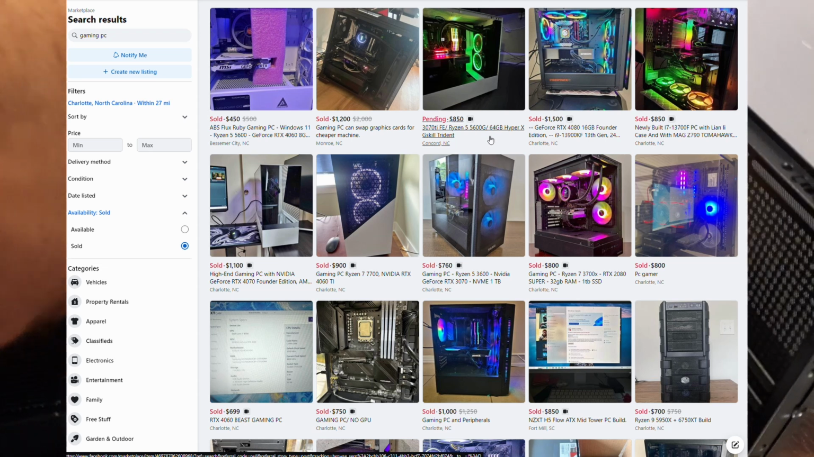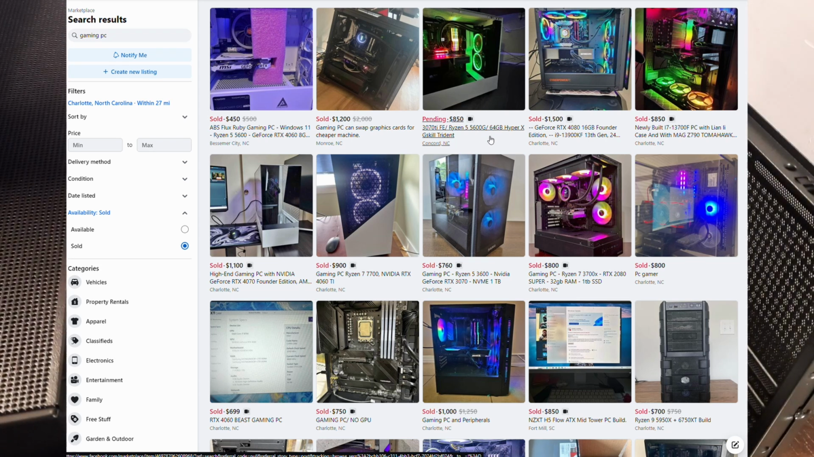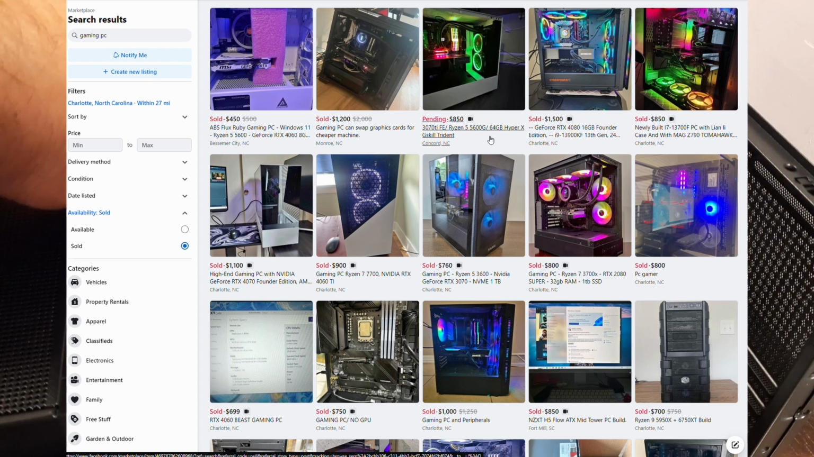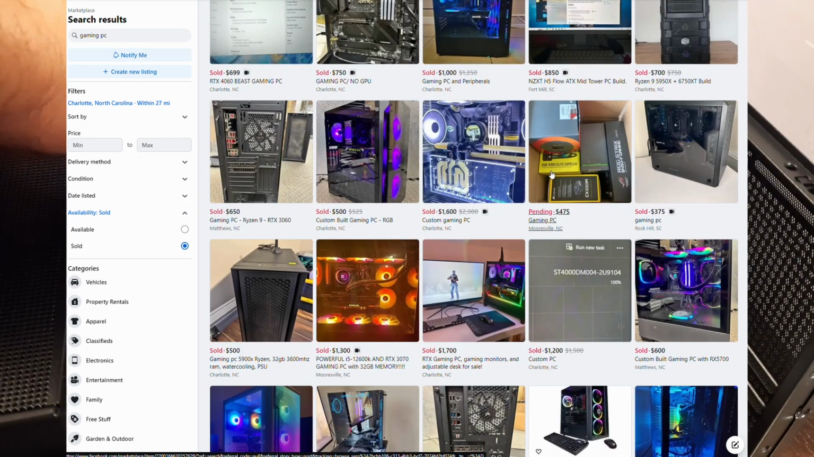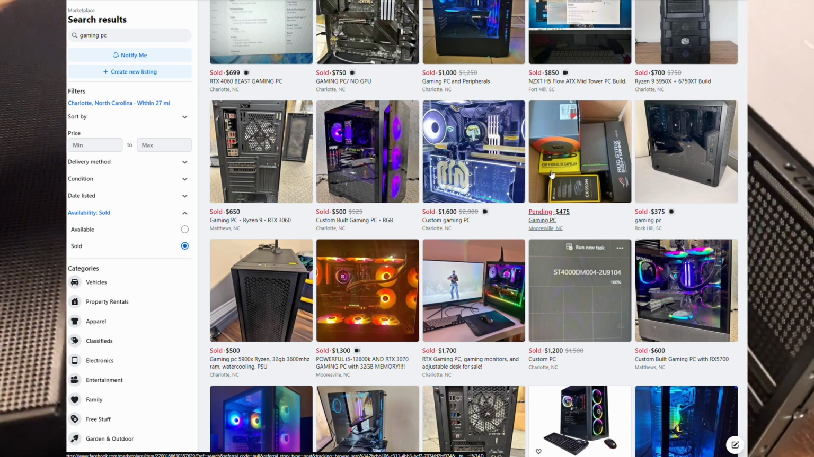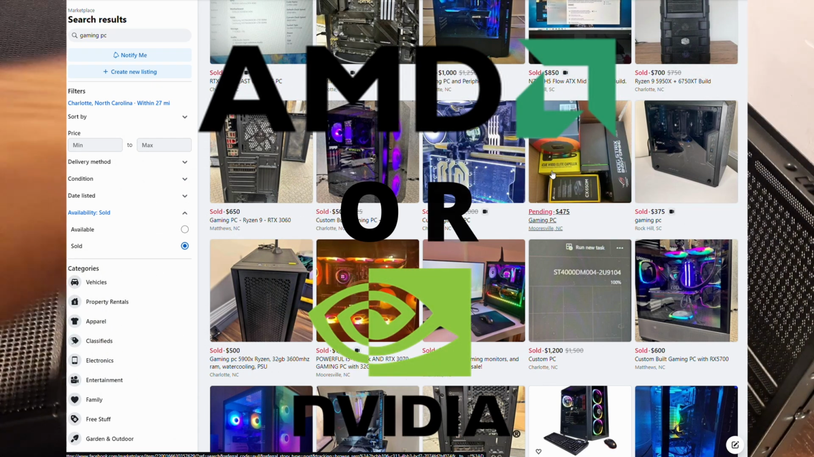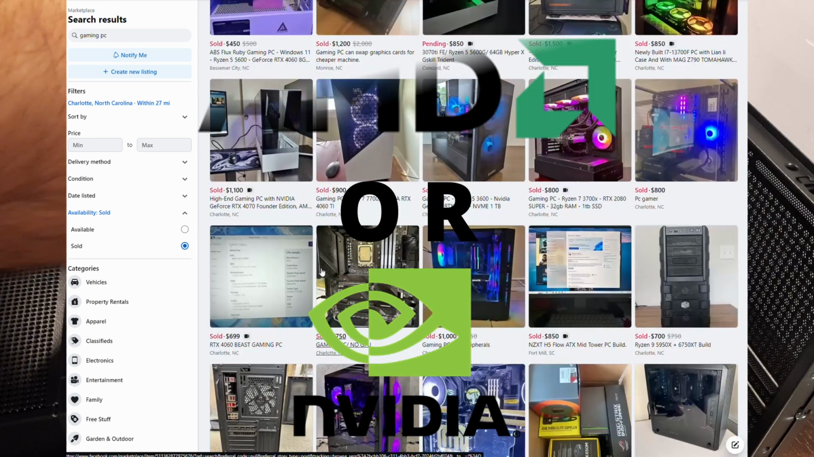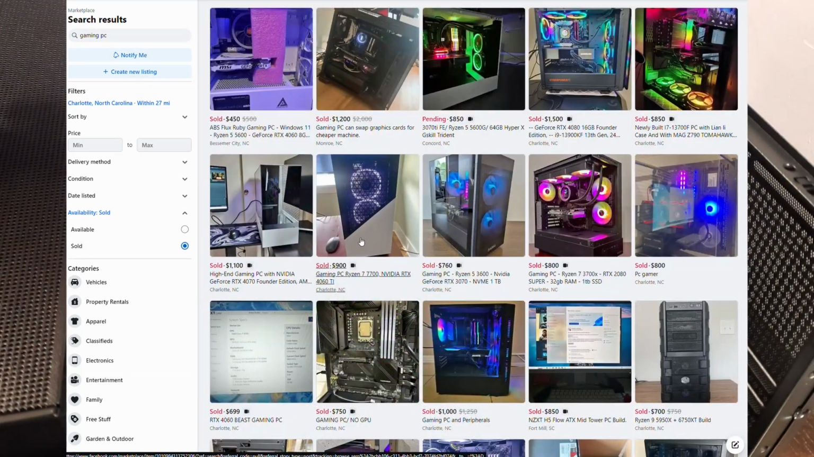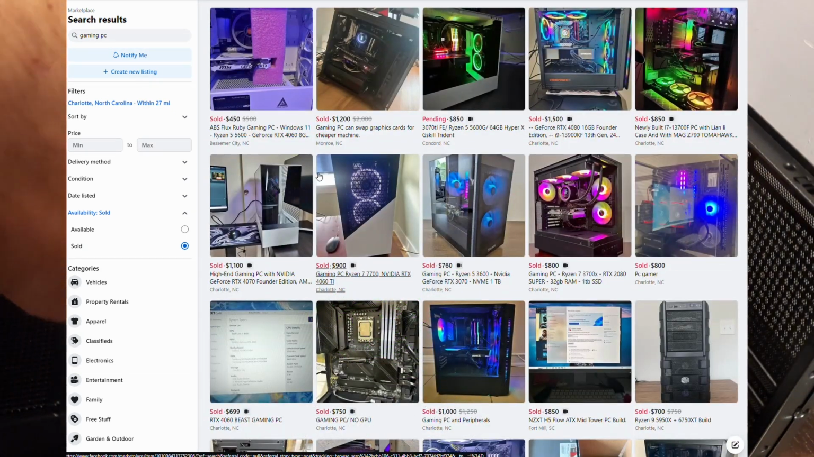So I can use this as a data point to help me price what my build is going to be when it's done. And when I'm looking at this data, I'm really looking for trends. The kind of things I'm looking for is what kind of graphics cards are selling. And here in this area, NVIDIA graphics cards are more popular. You're going to see more of them included in sales.